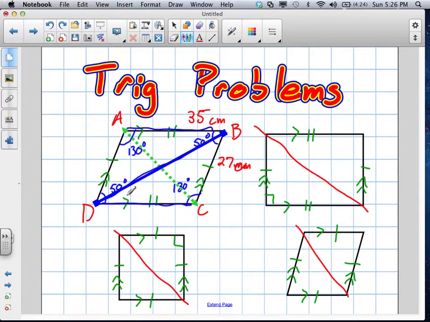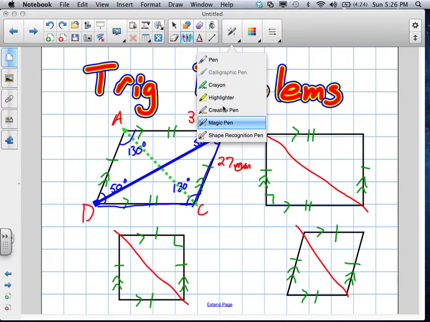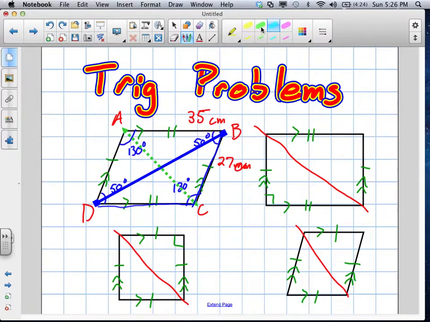And what they've now done is they've given us a triangle. So we're going to highlight our triangle here. We'll do it in green, actually.